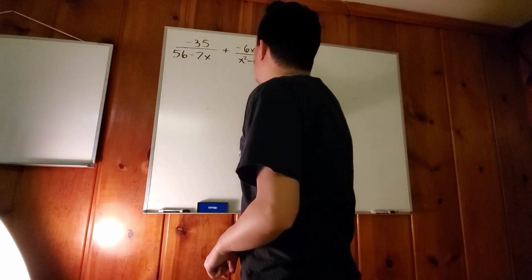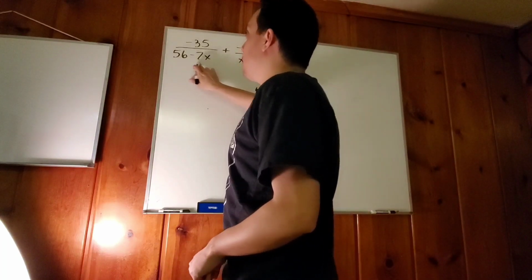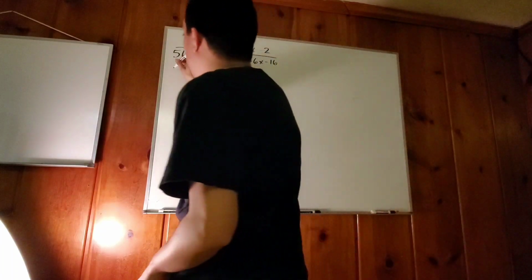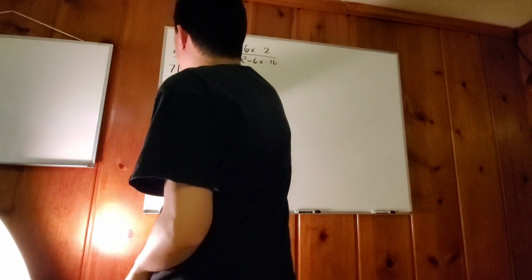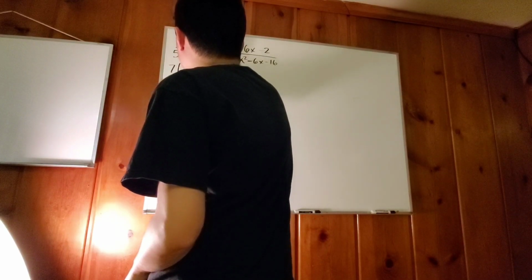Moving right along to example 4a, we have negative 35 over 56 minus 7x plus negative 6x minus 2 over x squared minus 6x minus 16. So in here what we have in common is that these both can be divided by 7. So if we divide this by 7, this is going to be 8 minus x.